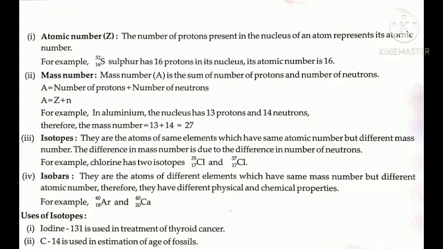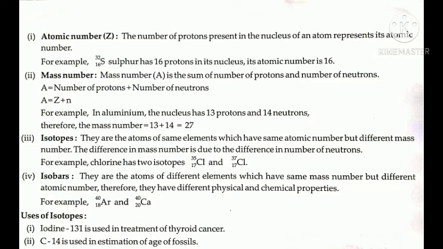Isotopes. They are the atoms of same elements which have same atomic number but different mass number. The difference in mass number is due to the difference in number of neutrons. For example, chlorine has two isotopic forms, isotopes Cl 17 with 35 as the mass number and Cl 17 with 37.